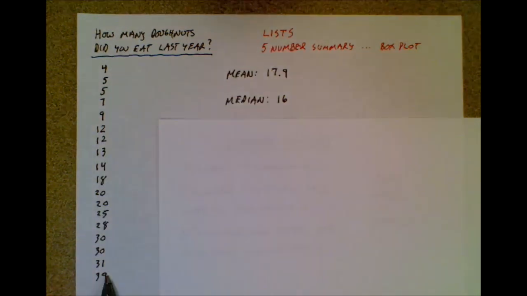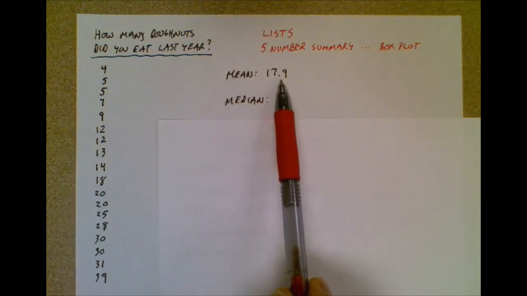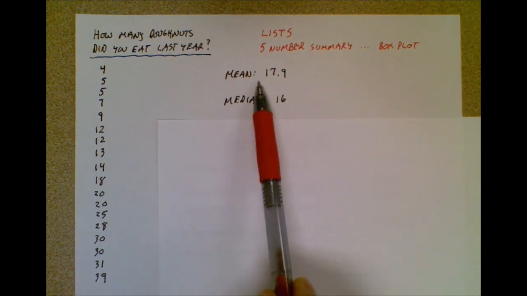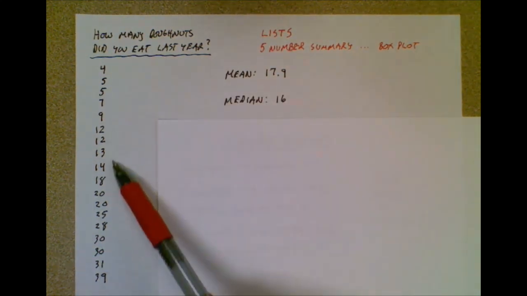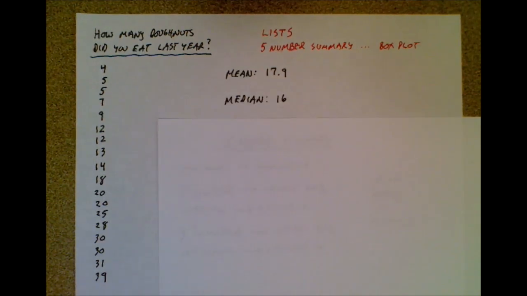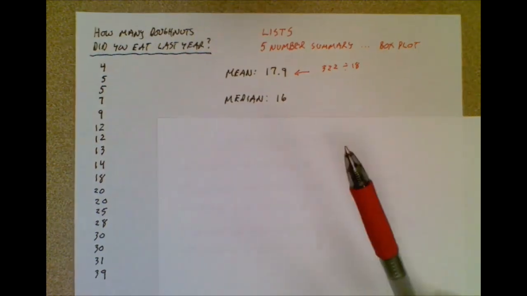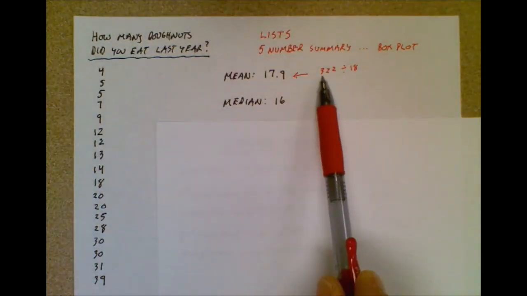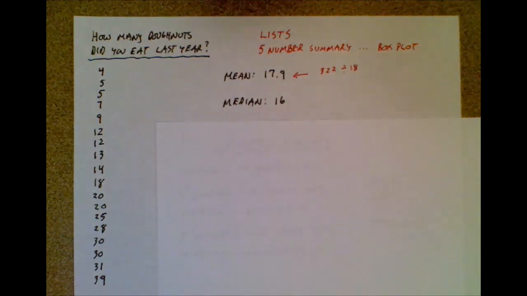Now, if we put this data in Desmos, it could help us find the mean and the median, but if we didn't have that, remember the mean, which is the average, you've been doing this ever since middle school or elementary school, means you would just add all of these up and divide by how many there are. So in this case, I took the time to add all these up. There was 322 in total, divided by 18, I have my mean.